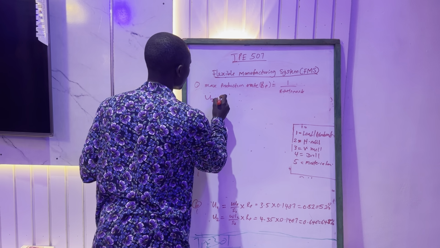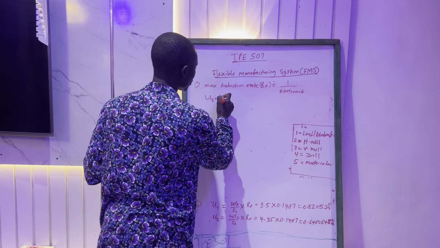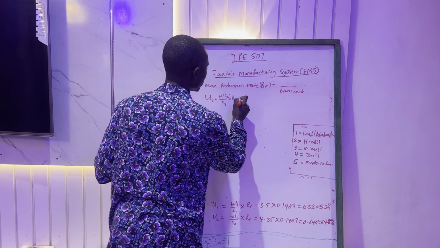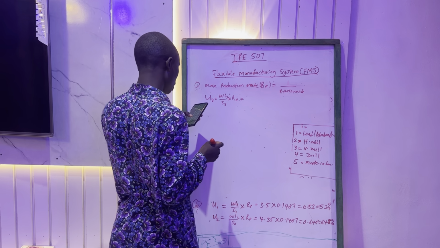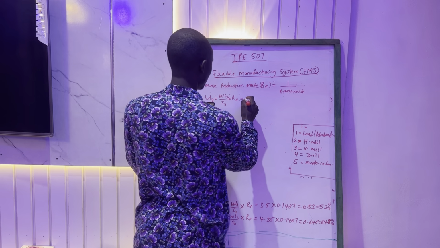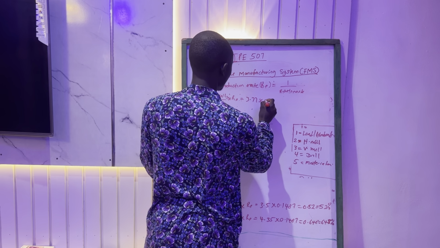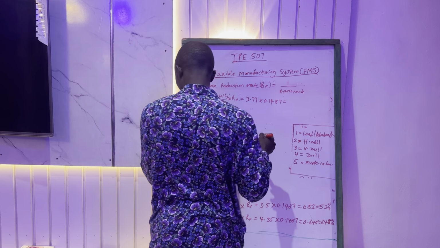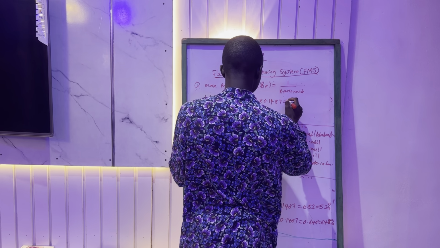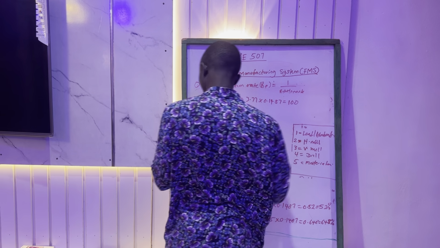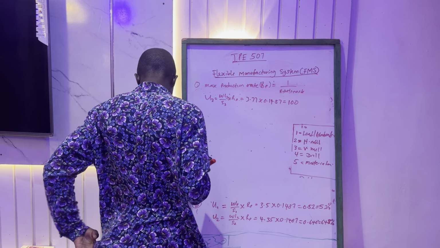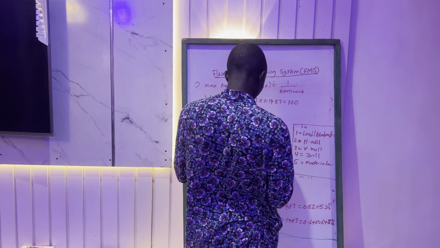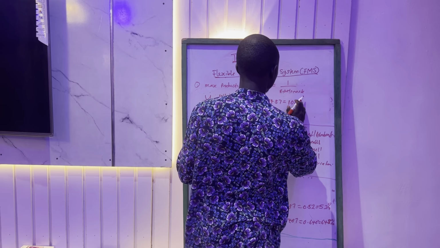So for U3, that will be WL3 over S3 times Rp. WL3 over S3 there is 3.77 times Rp, 0.1487. And that gives us 56.06, 56 point 0.06.